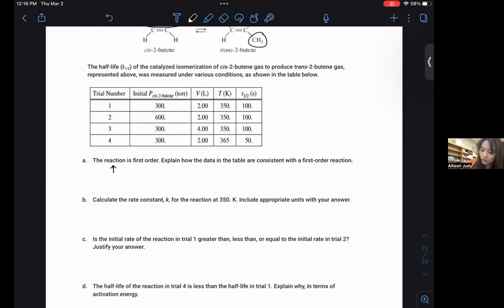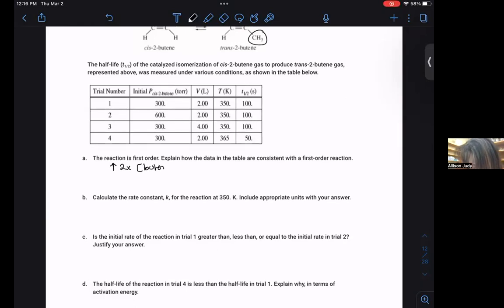If I double the concentration of, let's say, butene, then I should get double the rate. But here's the problem. That's not a great way to think about it in this context because we're not given rate values or time to figure out the rate, but we are given half-life. So what we see is that for the first order reaction, the half-life is actually independent of the reactant concentration.